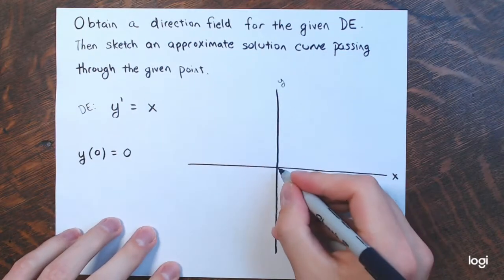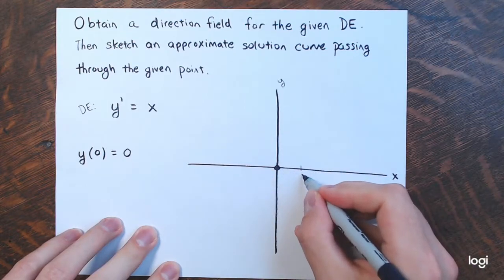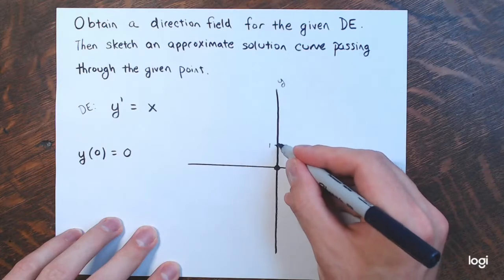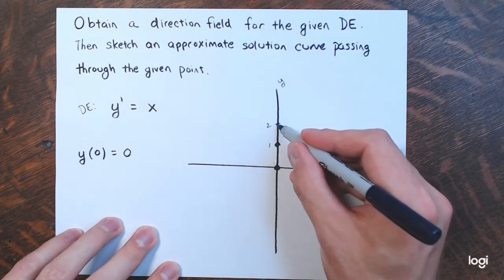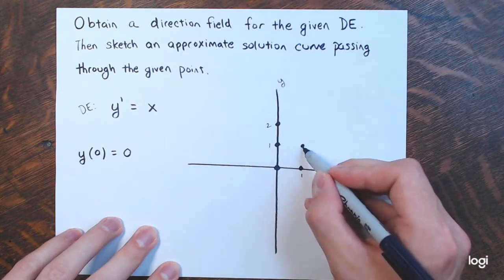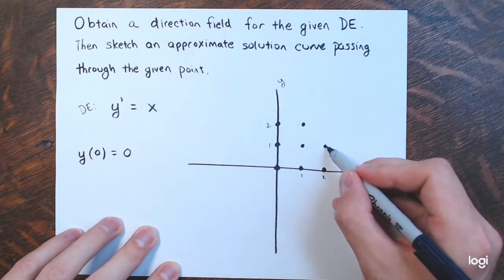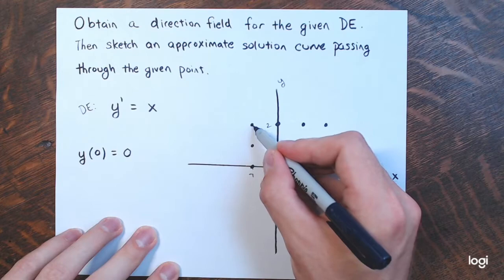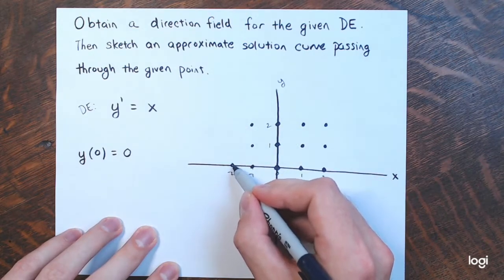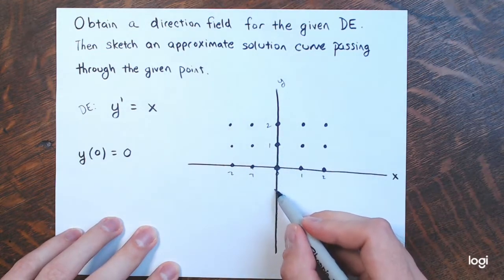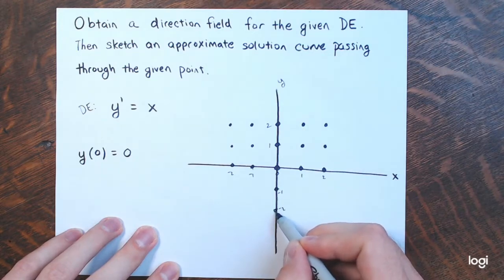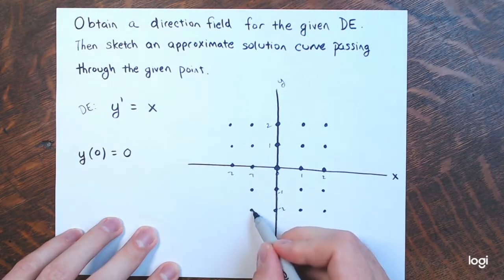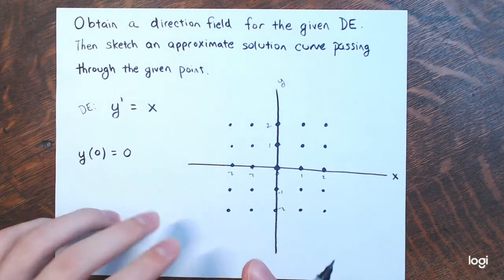Okay, so here's the point (0, 0). Here's the point (1, 0), (2, 0), (0, 1), (0, 2), (1, 1), (1, 2), (2, 1), (2, 2), (-1, 0), (-1, 1), (-1, 2), (-2, 0), (-2, 1), (-2, 2), (0, -1), (0, -2), (1, -1), (2, -1), (1, -2), (2, -2), (-1, -1), (-2, -1), (-1, -2), and (-2, -2). Okay, lots of points.